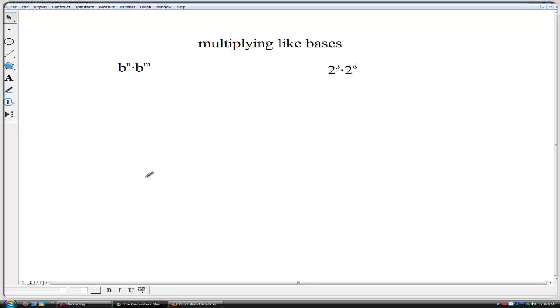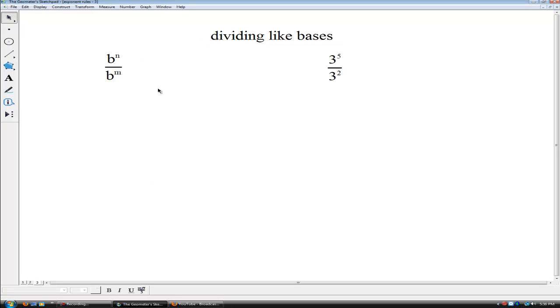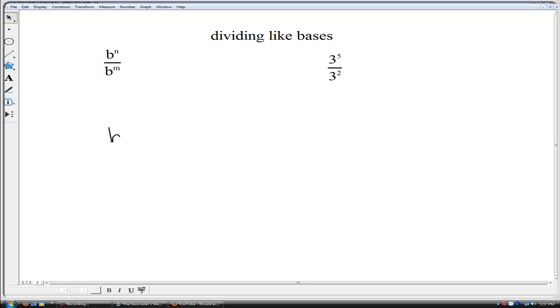Now for dividing like bases. The rule is very similar to what we saw for multiplying like bases. When we have the same base, and I probably should have stressed that more on the last page, this has to be the same base. Like over here, we have base 3. That is essential to use this rule. What we do is get a quotient where we have that same base to the power of n minus m. So for dividing like bases, we subtract the exponents.